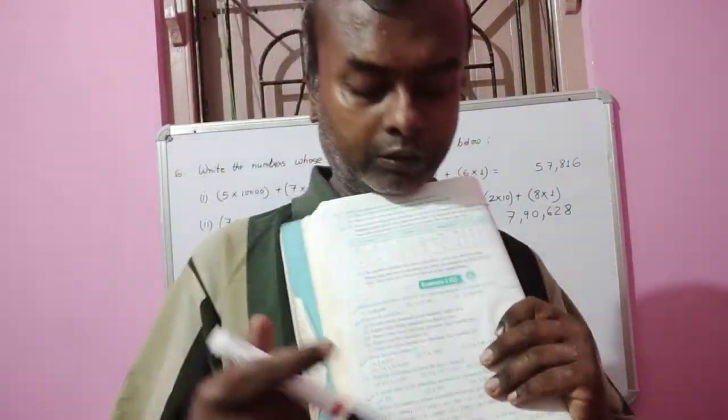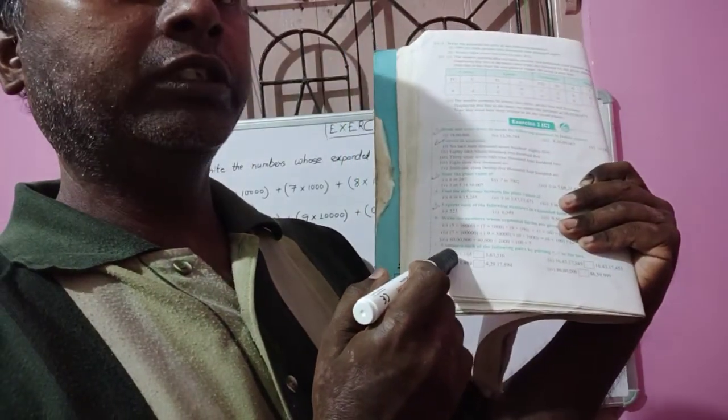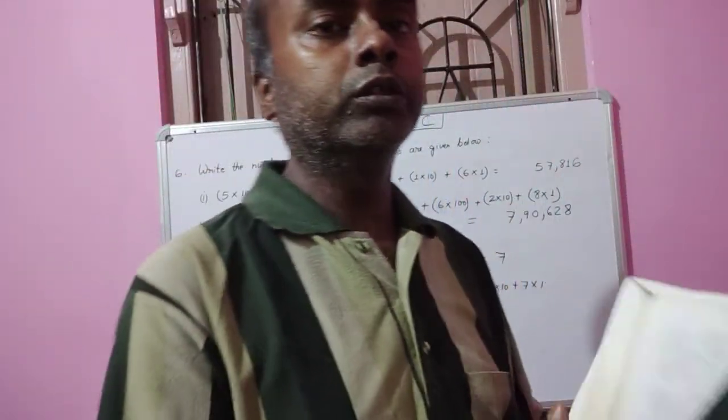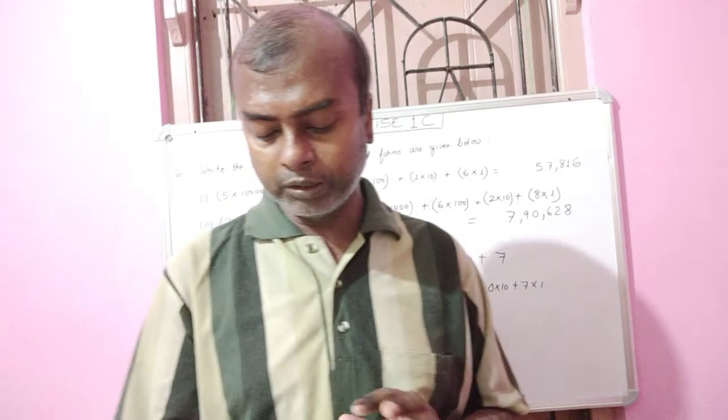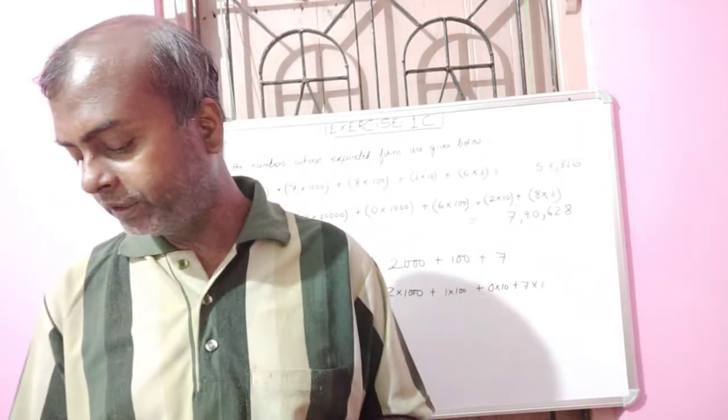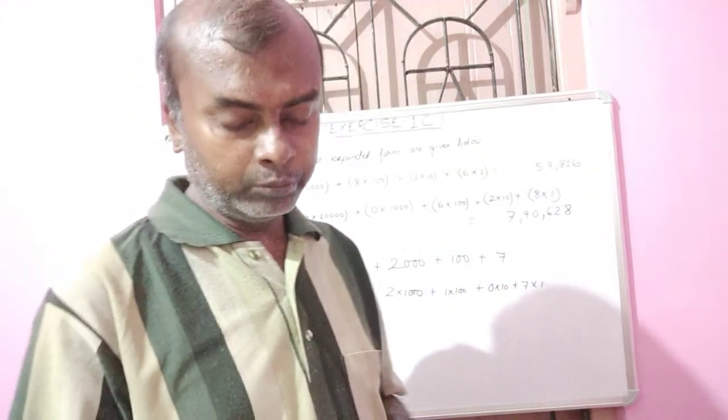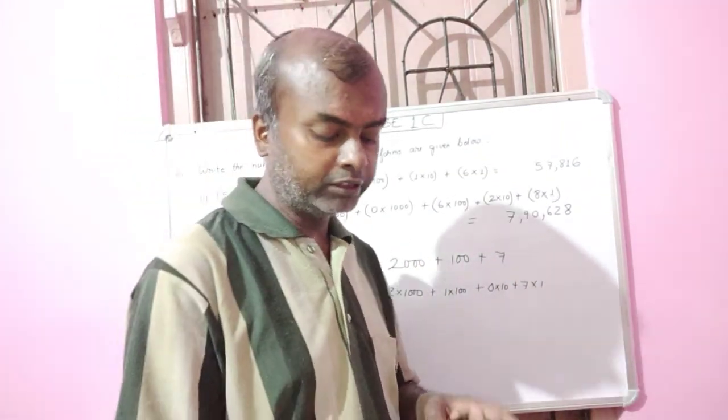Question number 7, that is this question. I am giving it to you as homework. What does it say here? They are asking us to compare two numbers and give greater than sign or less than sign. There is a box in between the two numbers, and in that box you have to give greater than sign or less than sign.